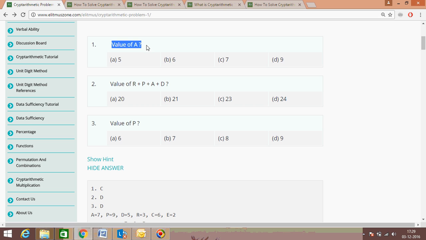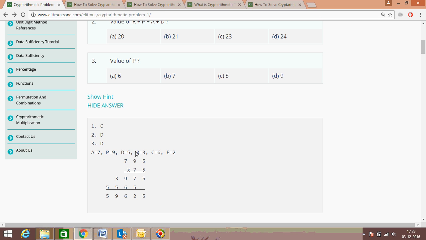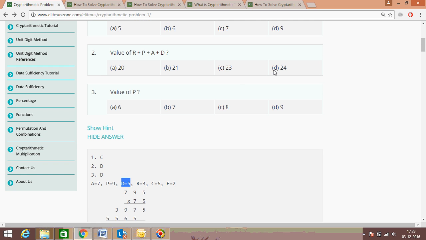What is the value of A? The value of A is coming as 7, so for this one you have to mark C. What is the value of R plus P plus A plus D? Just add these values, you will get 24, and the option will be D. What is the value of P? In this case you can see the value of P is 9, so the answer for the third question will be D.